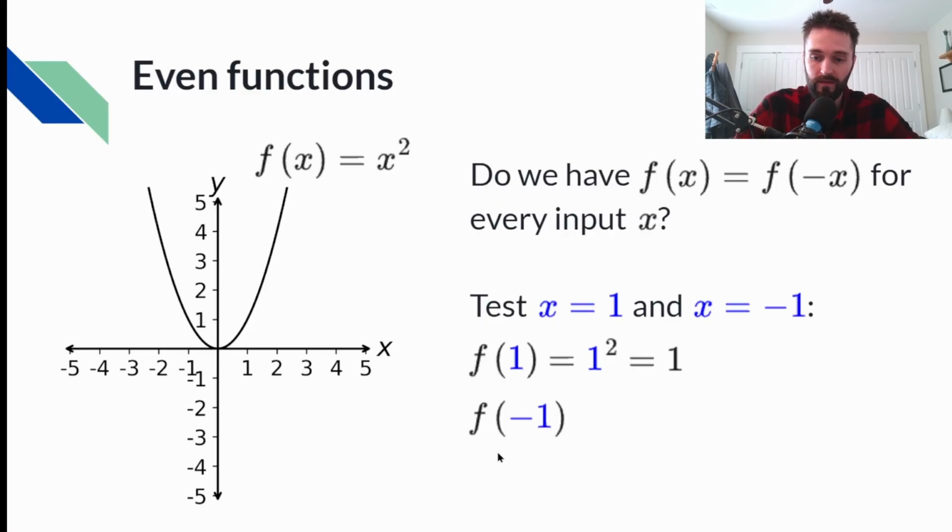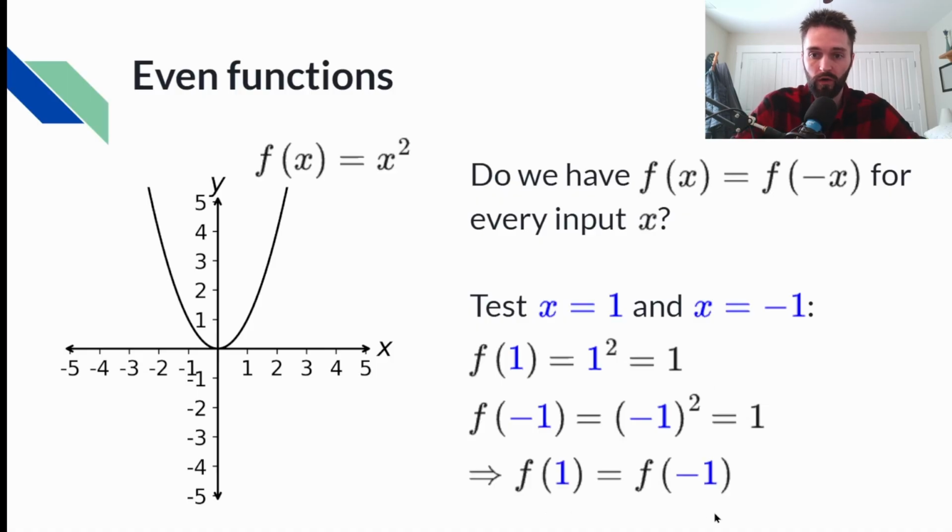And f of negative 1 is equal to negative 1, whole thing squared. We're taking what we're given and squaring it, and we get negative 1 times negative 1, which is equal to positive 1. So f of 1 and f of negative 1 are both equal to 1. Therefore, f of 1 equals f of negative 1. So do we have this equation satisfied for x equals 1? The answer is yes.